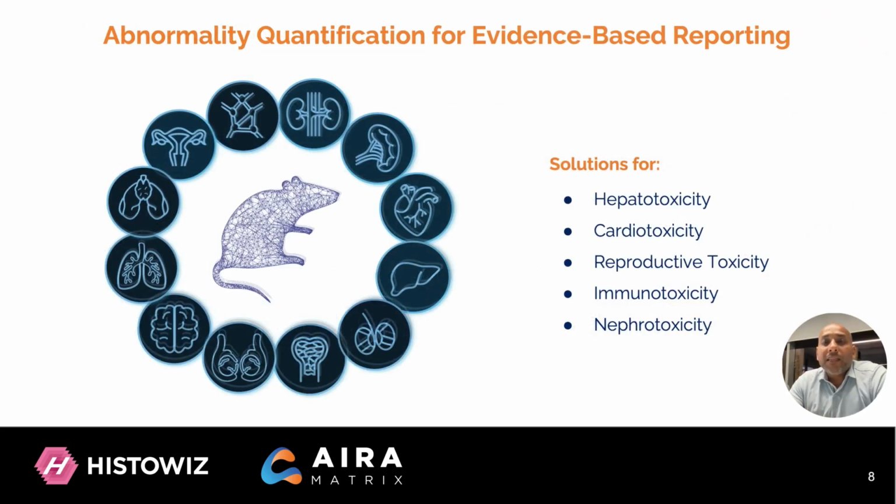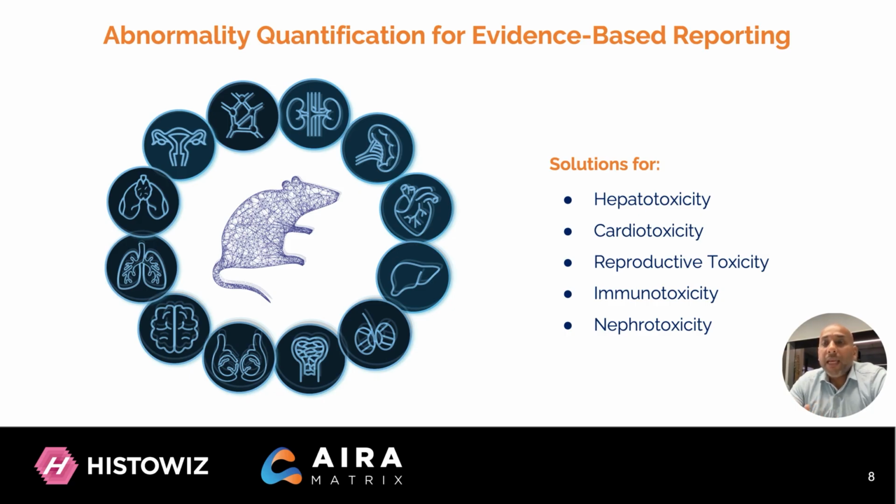In preclinical research and drug safety evaluation, accurately detecting and quantifying toxicological abnormalities is critical. Manual assessment methods can be time consuming, subjective, and prone to human subjectivity. That's where AIRATOX comes in. AIRATOX has been specifically designed to assist pathologists by automating the detection and quantification of abnormalities in histopathology images. This allows for very objective, data driven reporting that enhances the reliability of toxicology studies.